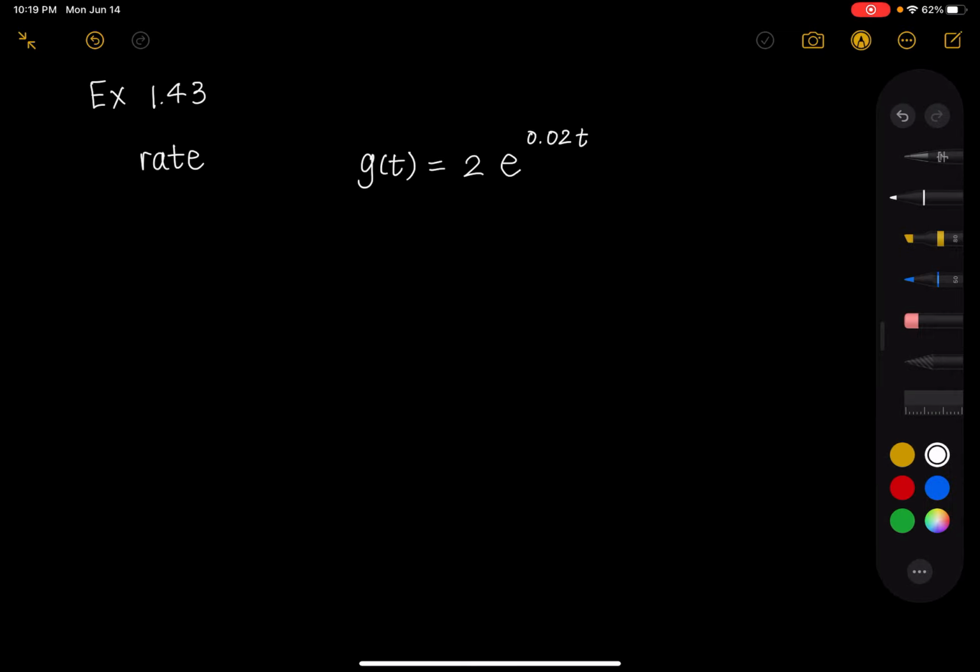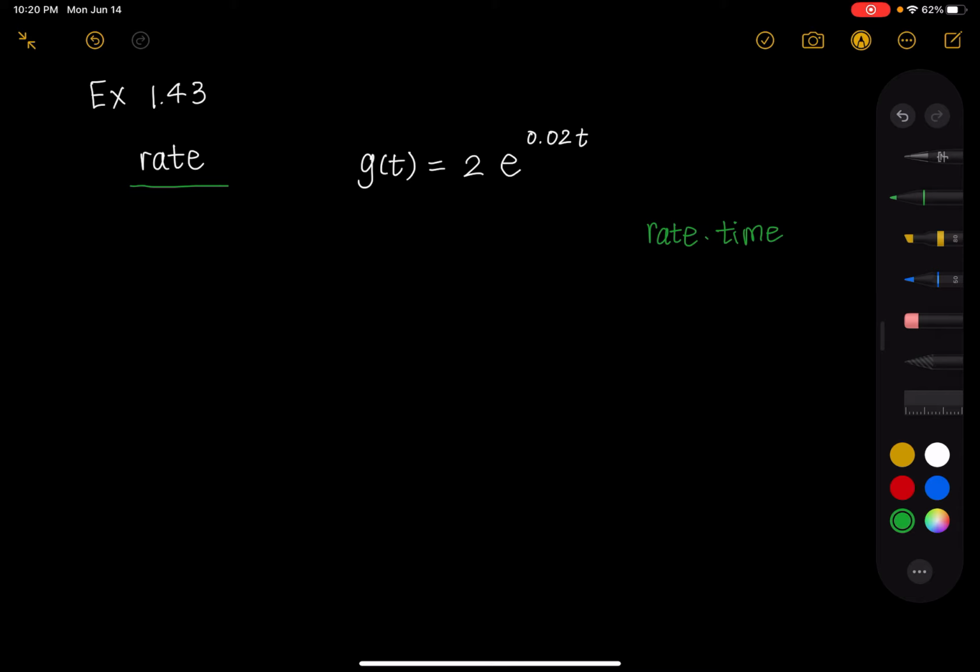So we need to first understand the question. You are given the rate, not the population. In other words, you don't just plug in t equals 10 and get the answer. We are given the rate, and we know that in pre-calculus, we learn the rate times the time will give us the answer that we want. For example, the speed times time gives you the distance.